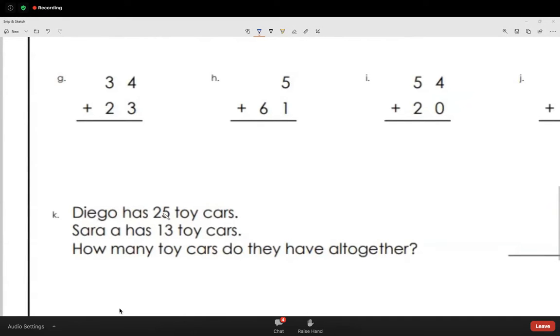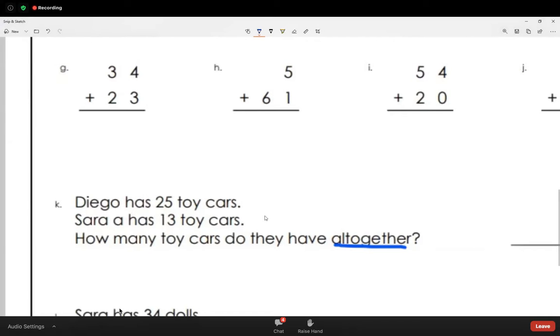So Diego has 25 toy cars. Sarah has 13 toy cars. How many do they have all together? Well, all together means that we're putting everything together into one pile. So that tells us that we're doing addition, not subtraction. So it's going to be Diego. I'm just going to draw a D for Diego plus S for Sarah equals something, equals a mystery.